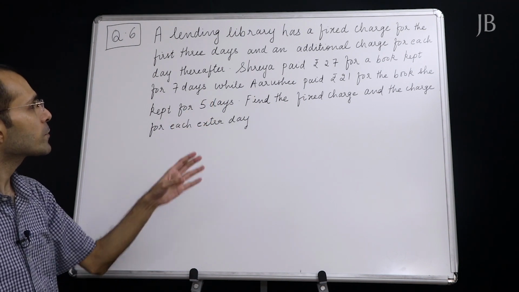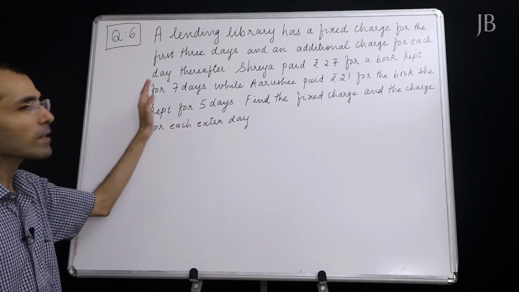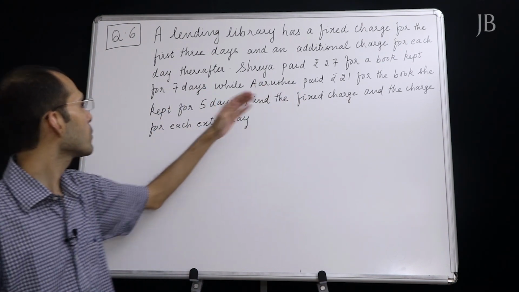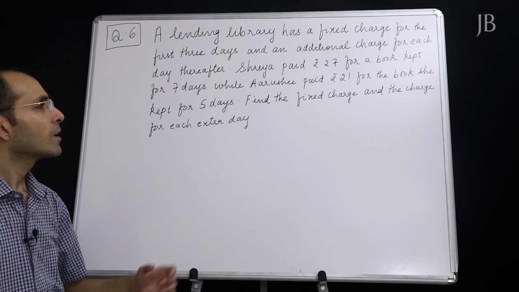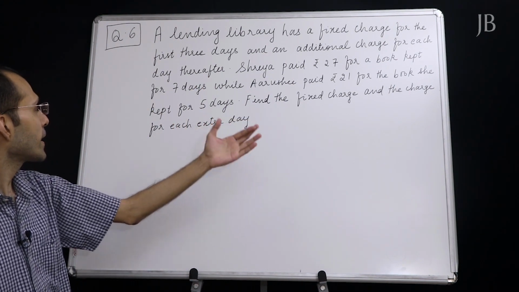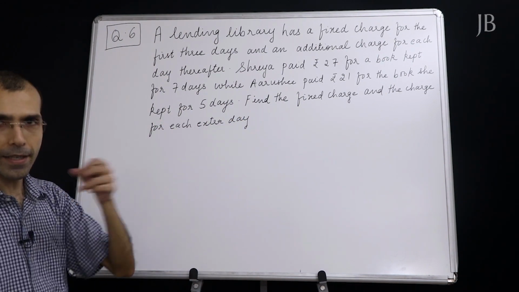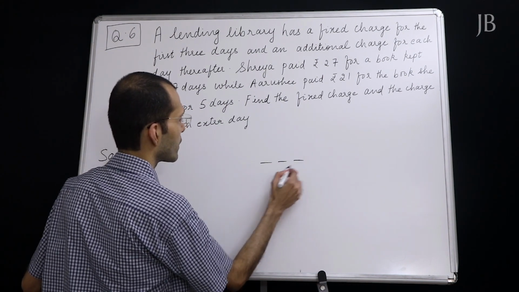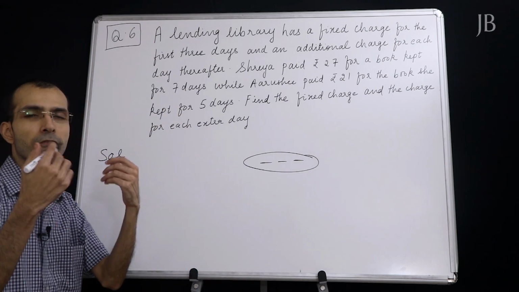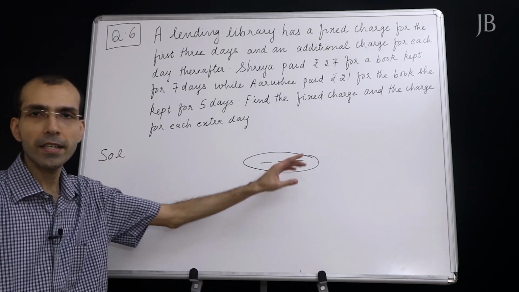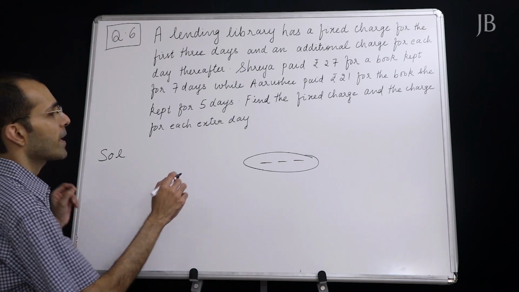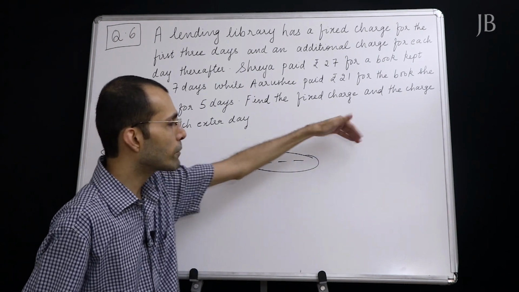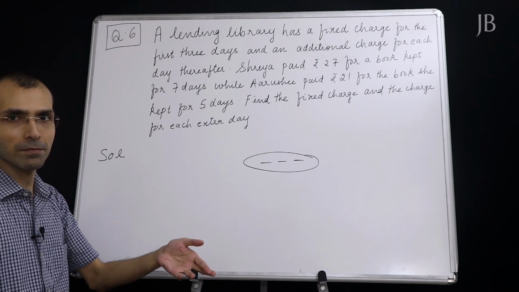Shreya paid rupees 27 for a book kept for 7 days with her, while Arushi paid rupees 21 for the book she kept for 5 days. Find the fixed charge and the charge for each extra day. Now think like this. 1, 2, 3. First 3 days the charge is fixed. Whether you take it for 1 day, 2 days or 3 days, no problem. The charge is fixed. And then for however many days you take, per day you have to keep on paying, plus the fixed charge.